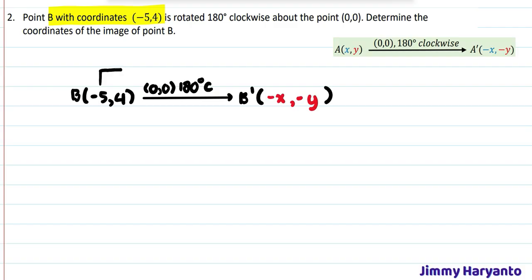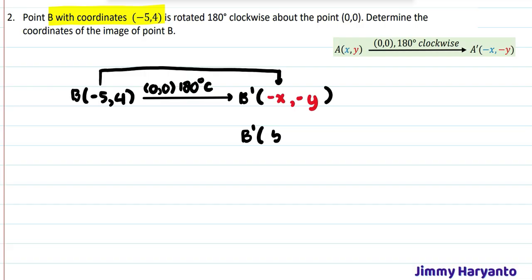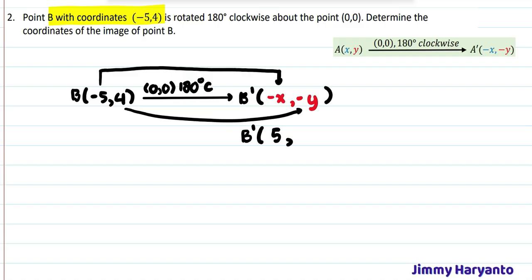So if the x is negative 5 before, when you apply the formula, it will become negative and negative 5. The result will be 5. If you have 4 as the y before and you apply it to the formula, it will become negative 4. So our image is 5 comma negative 4.